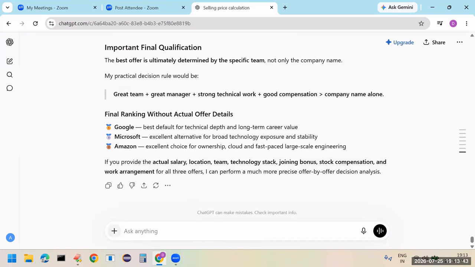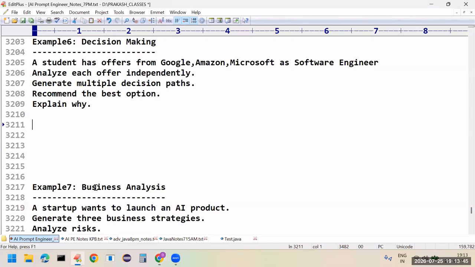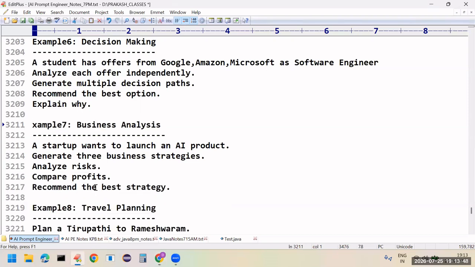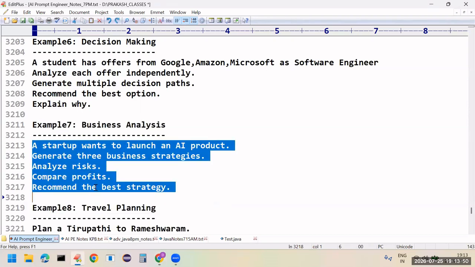Right, the next one, example number 7. Business analysis. Sir, a startup wants to launch an AI product. One startup company is planning to launch an AI product. Generate three business strategies, analyze the risks, and compare the products. Recommend the best strategy. Now let us see.